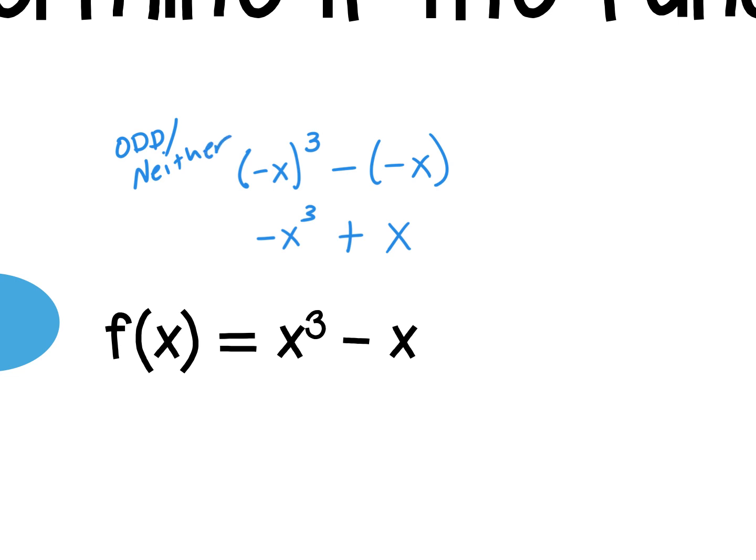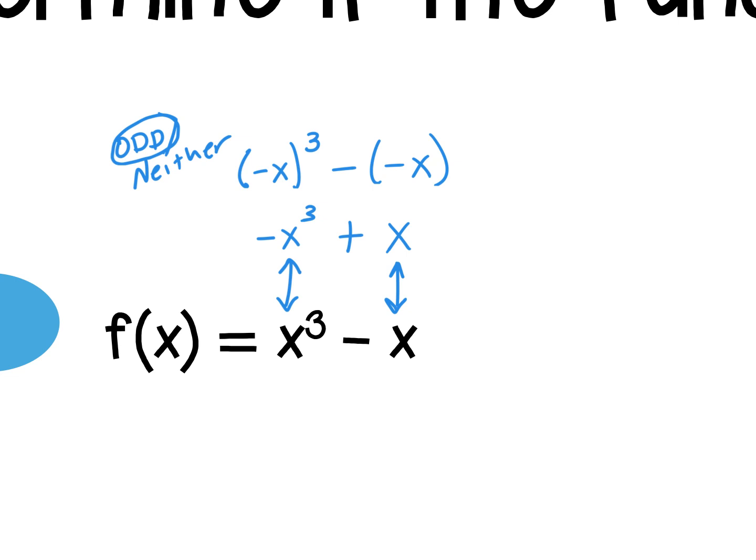When you compare these two, are they exact opposites of each other? Well, let's look at this. My first term here is negative x cubed. This one is positive x cubed. Are those opposite of each other? Yes. The second term is positive x. This one is negative x. Are they opposite of each other? Yes. So then you would say, oh, algebraically, this is an odd function.